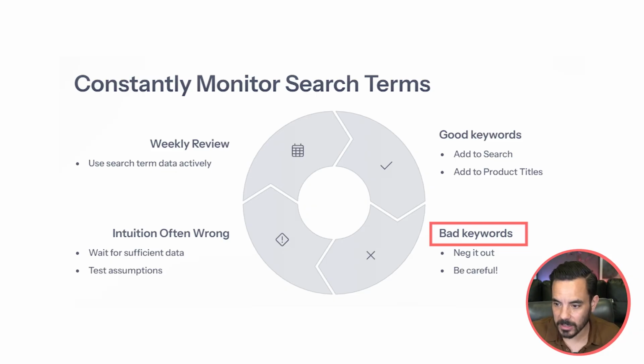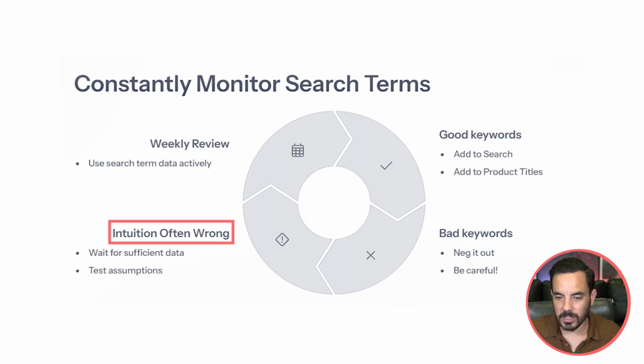But be careful here, guys. Be really careful, because intuition is often wrong. Things that might look like a bad keyword often actually work, right? So you need to wait for sufficient data and you need to test your assumptions. Like, for example, I once had a client that was selling Microsoft Office products, and they resold Microsoft Office, right? And we saw lots of keywords in the search term data where people were searching for download Microsoft Office free. And the client was adamant that we had to block these keywords, but we actually said, no, wait, let's see what the data says. And the data said that people searching for free actually performed really well.